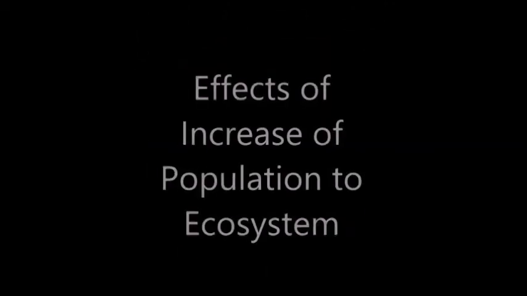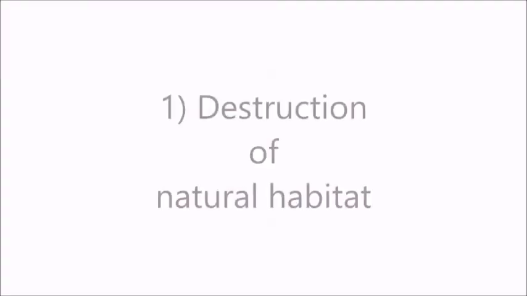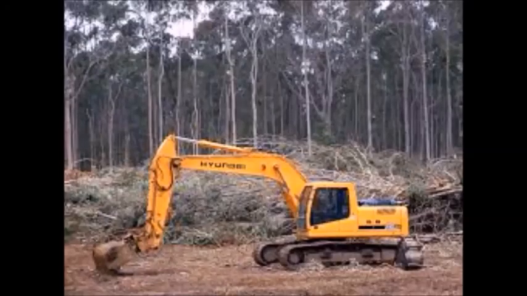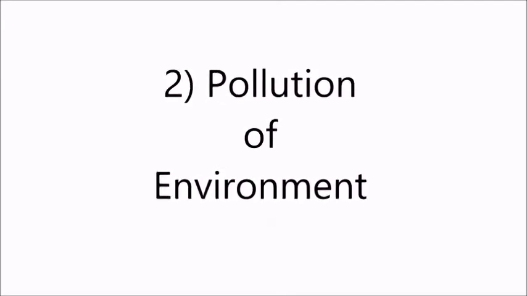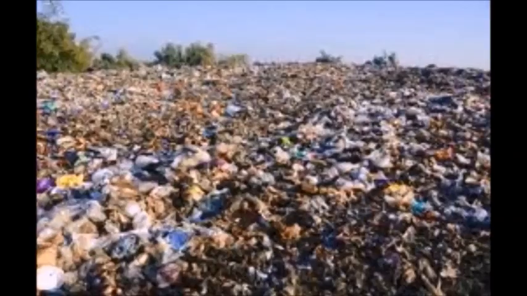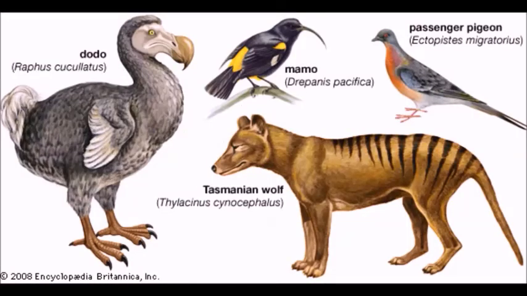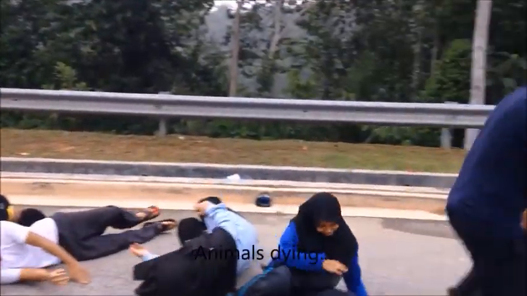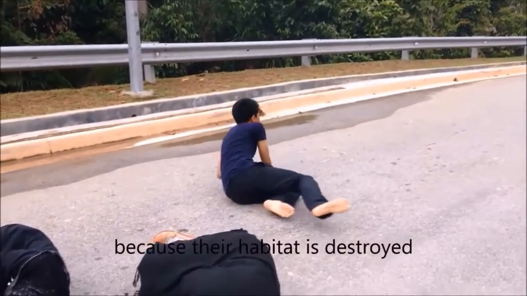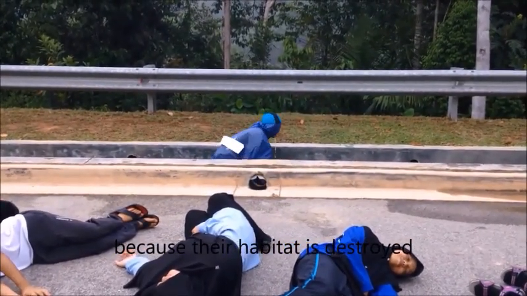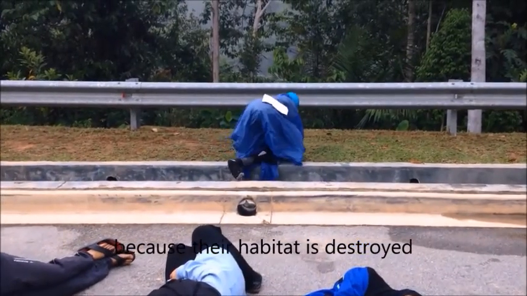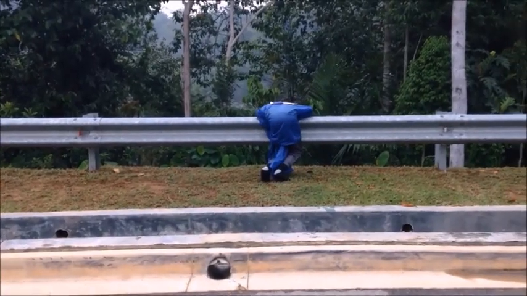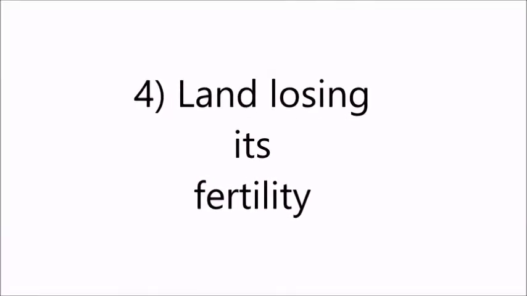The effects of the population increase on the ecosystem are the destruction of natural habitats when land is opened up for agriculture or housing, pollution of the environment, water, air, and land, extinction of animal and plant species. Land losing its fertility.